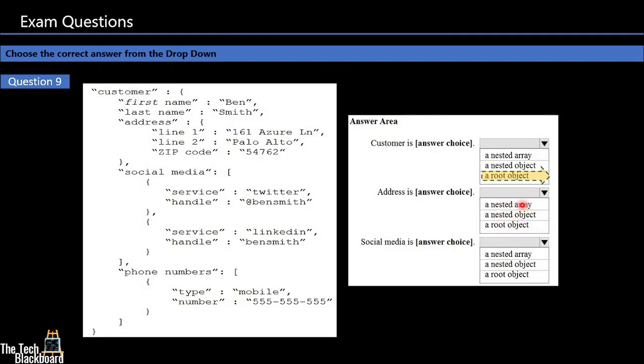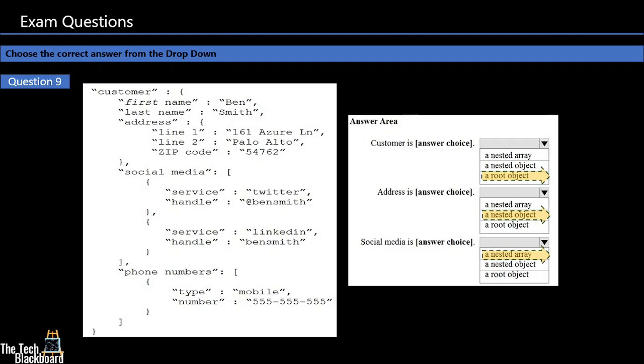Now, if you need to be sure what an array is in this or any kind of JSON, an array is always marked by square brackets. So you see the social media has these square brackets. However, the address has curly braces. So address is definitely not a nested array. So then we are left with a nested object. And that's of course the right answer. Coming to the social media, I already told you that a node which has square brackets opening and closing always is a nested array. So that's a correct answer.